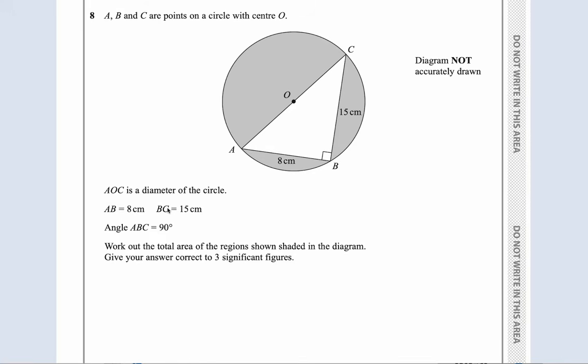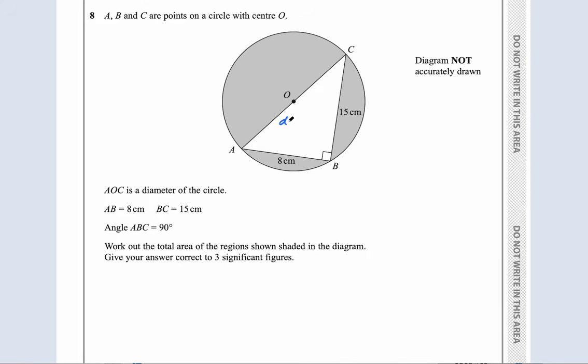Diameter of a circle, 8, 15, 90 degrees. Work out the total area of the regions shown shaded in the diagram. Okay, so guys, this is one of those. Find the area of the circle, find the area of the triangle, and subtract them. So area of, well, this I think, guys, is actually, oh no, it's not that easy because I need to find the diameter. I see the problem. Okay, let's call the diameter D for diameter.